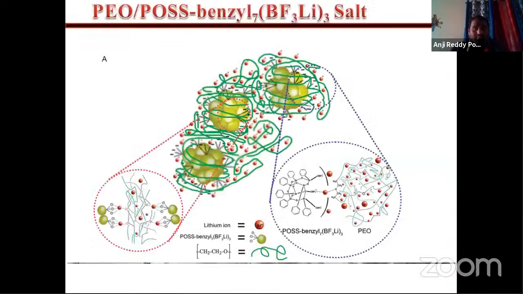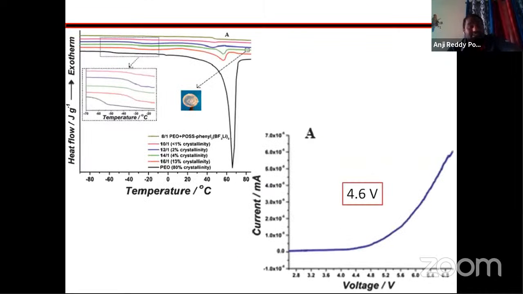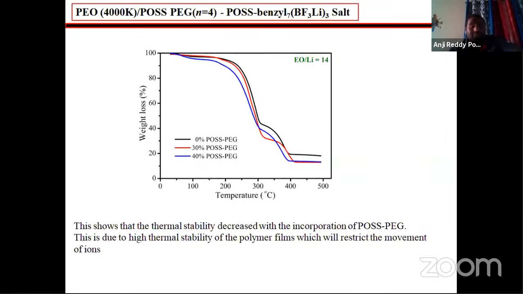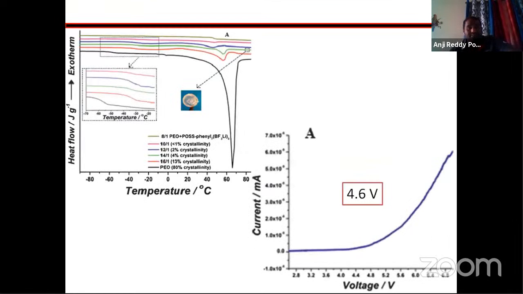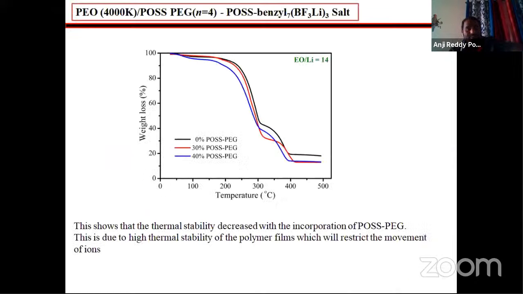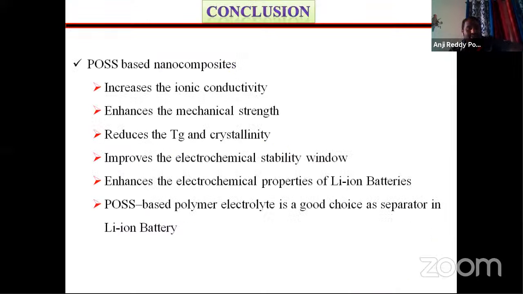Okay, and the last one, PAS lithium salt. Actually, this PAS lithium salt we have synthesized in our lab. After adding this PAS lithium salt, the conductivities are very good. I will show that one. The conductivity of that one is very good. It is almost 10 to the power of minus 4 order without adding any plasticizer, without adding any ionic liquid. The conductivity is very good with the PAS lithium salt. Okay, and this is the thermal stability graph.